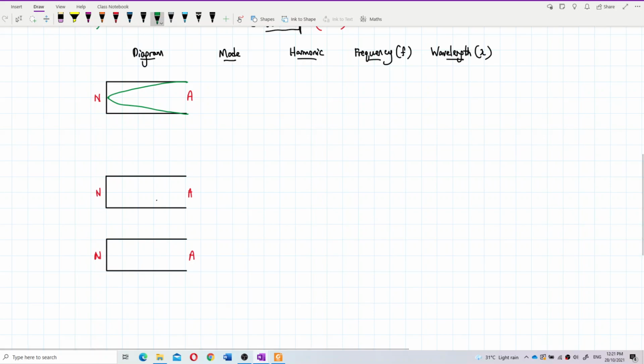For the second one, just add another half wavelength, so it becomes something like this. It has an anti node over here and a node over here. And then the following one adds another half wavelength and becomes like this. It has anti node, anti node, node. So the important thing is one end is node and one end is anti node. The closed end is a node, and the open end is always an anti node.